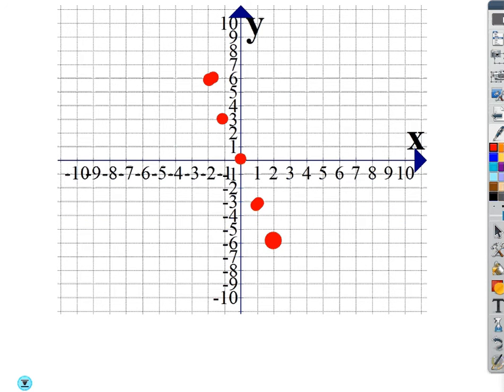Right there. And if we connect those, whoops, that's too thick. If we connect those, it's going to make hopefully a straight line. And then just put the arrows. So this one has positive or negative slope.